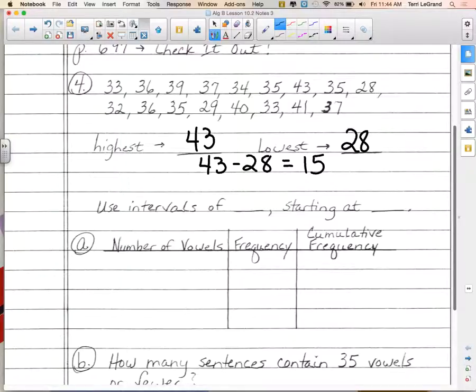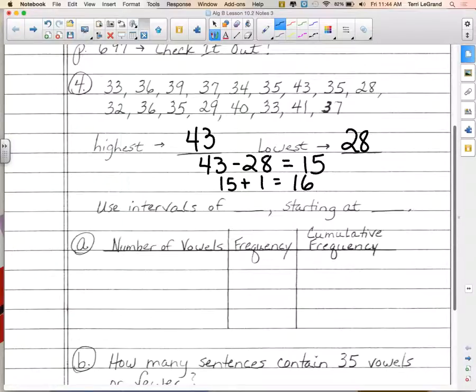Now remember what we said is a good way to help us get nice equal intervals: add 1 to it, because the 28 is at one end and the 43 is at the other. So we're going to take 15 plus 1 and say altogether we really have a range of 16. 16 is divisible nicely by 4.